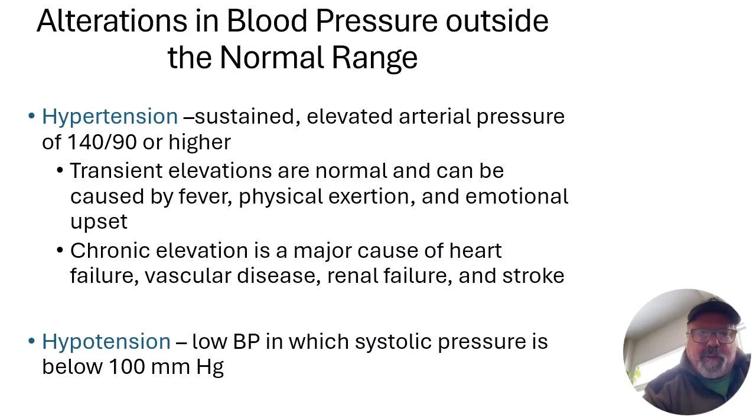And what we're going to talk about for the remaining slides of the lecture are those alterations in blood pressure that are well outside the normal range of things we just saw on the last slide. So, for example, we can start with hypertension or high blood pressure: sustained elevated arterial pressures of 140/90 or higher. I think the key word here is sustained. We're not talking about transient elevations that go above that. We're talking about when your resting or normal blood pressure is sustained at these levels, that is considered hypertensive. So we don't worry about transient.